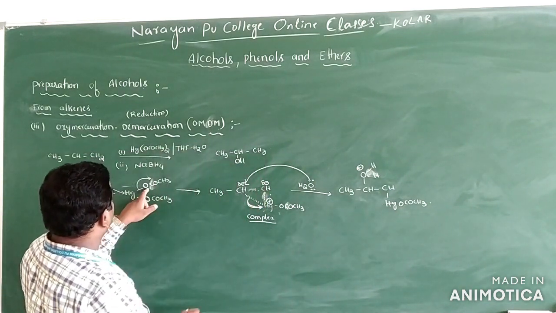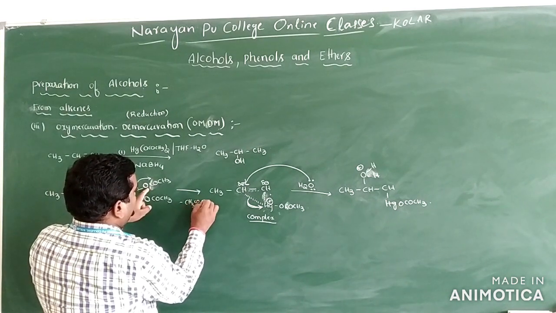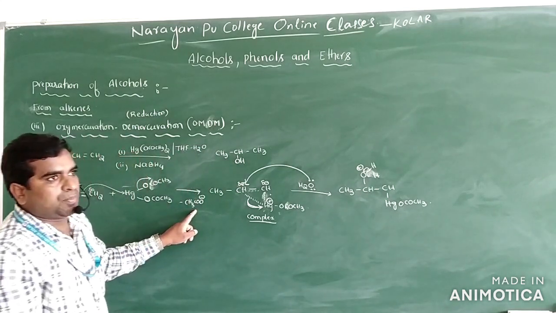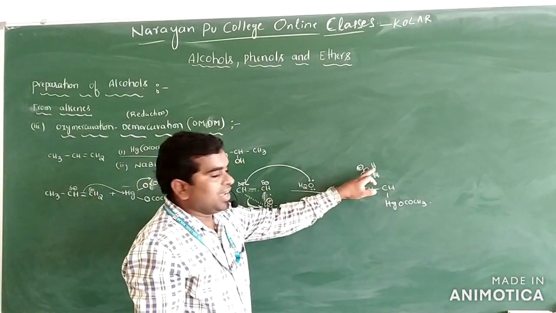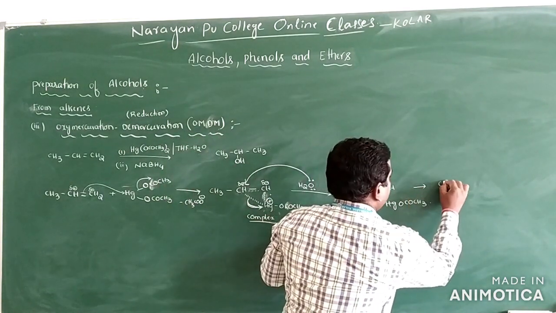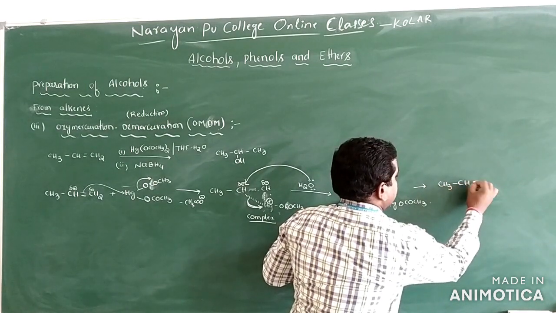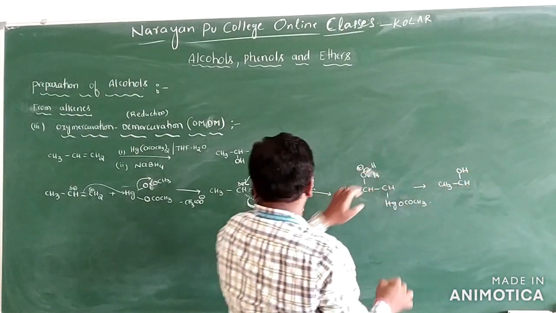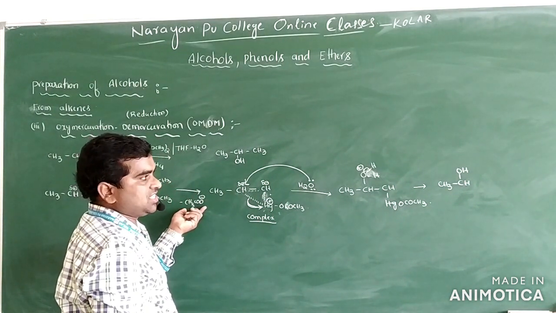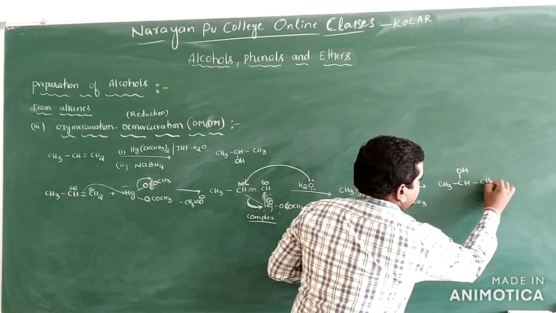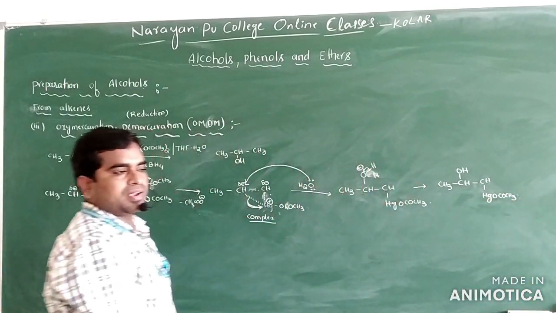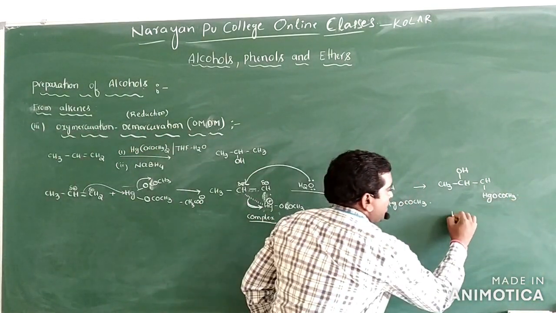So now what happened? Which one is removed here? CH3COO minus is removed. And here, oxygen having a positive charge is very, very unstable. So it takes the electron from the hydrogen and gives the H plus ion. So you will get CH3 and the COH, and H plus, and the CH3COO minus will combine and form acetic acid, CH3COOH. And here CH and Hg OCOCH3. This is what we call the mercuration product.